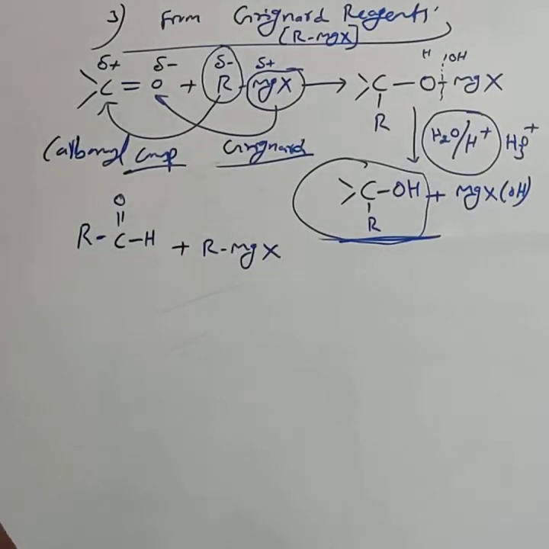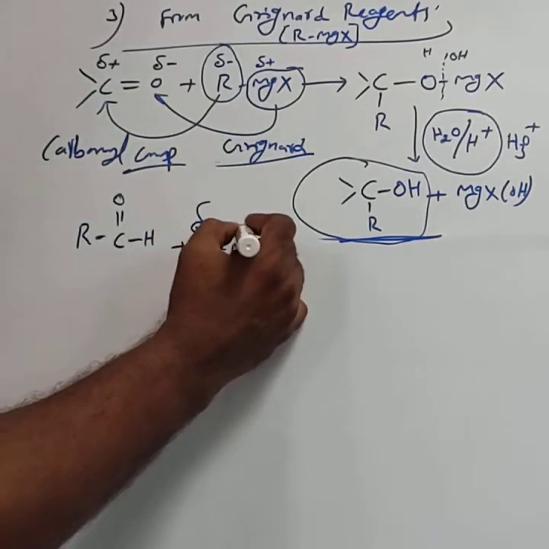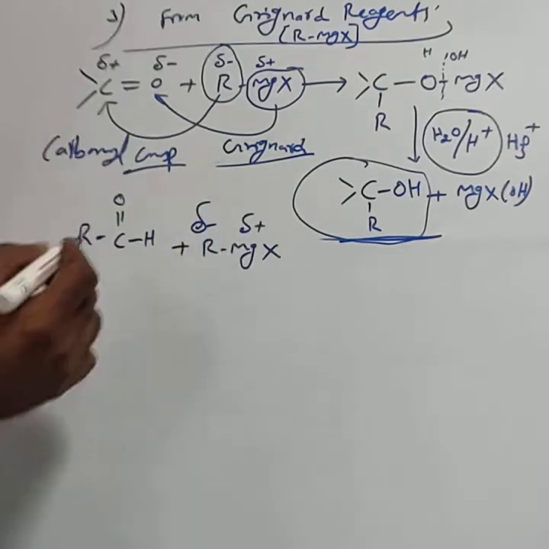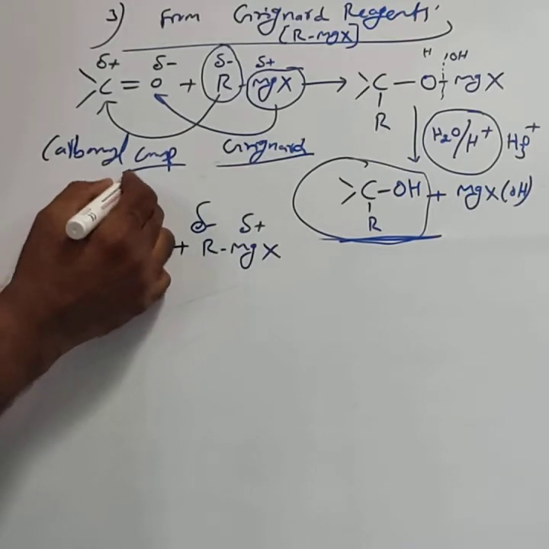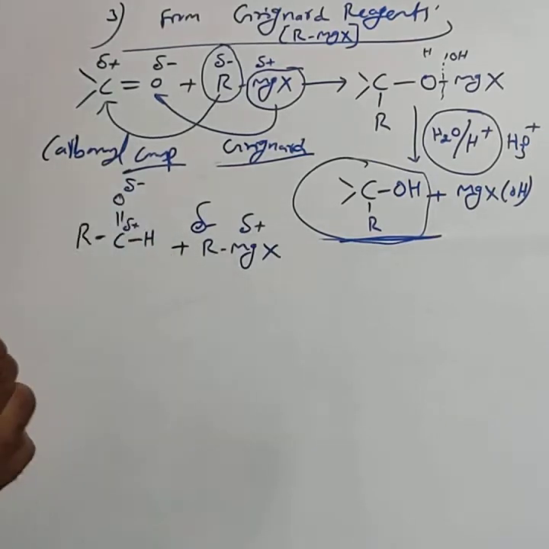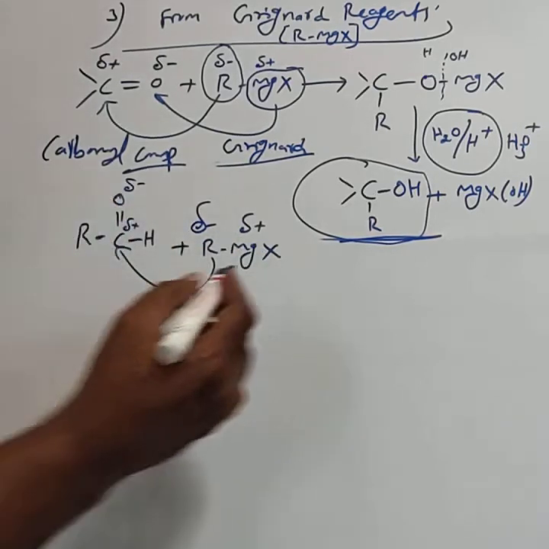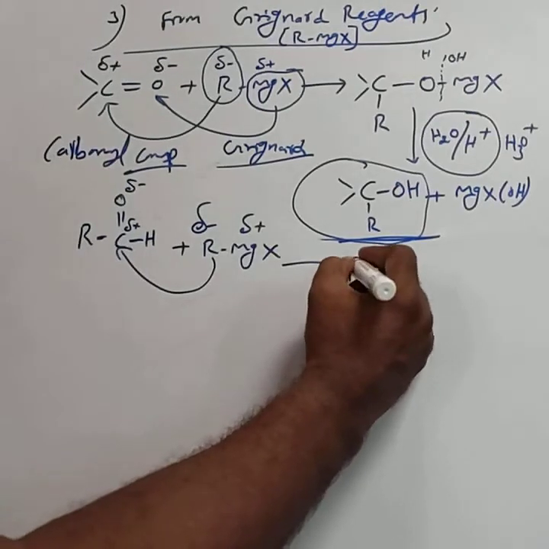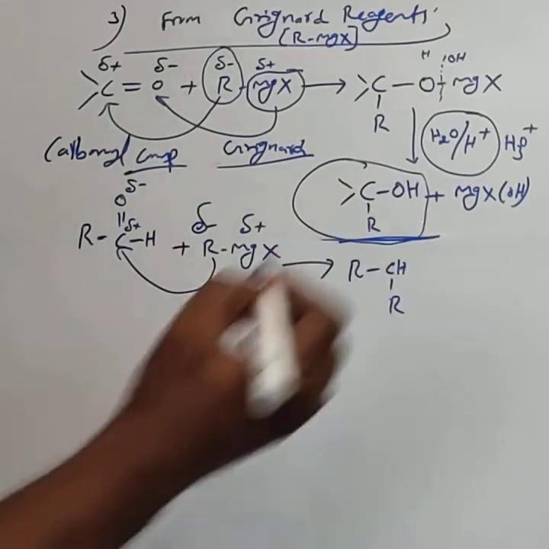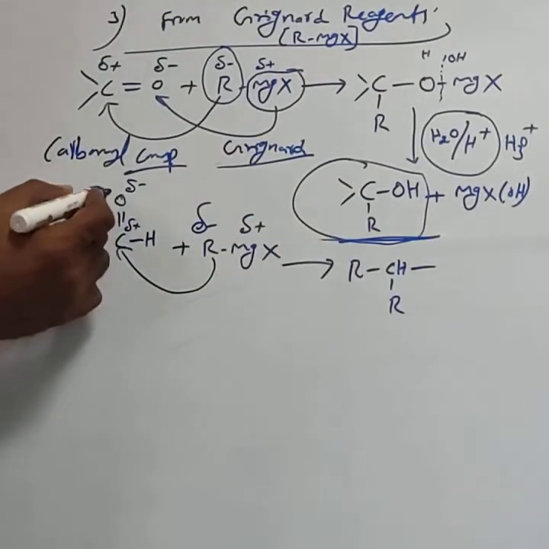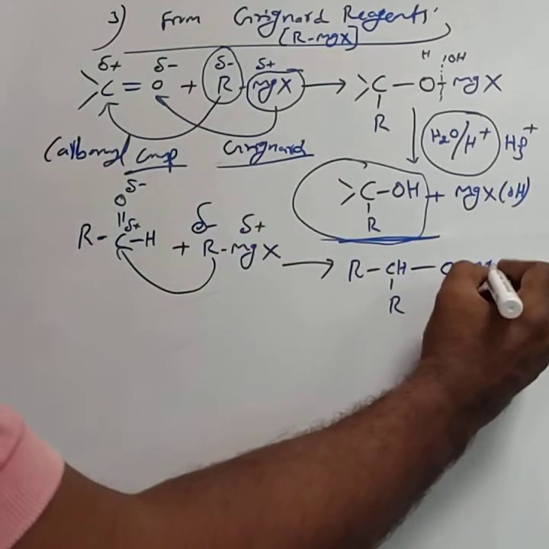In the Grignard reagent, carbon R carries delta minus and Mg carries delta plus. In RCHO, oxygen carries delta minus due to its more electronegative nature, and carbon gets the delta plus. R is added to carbon, and MgX is added to O. Then the addition product is R, C, R. I am using H here, and to the O, I am writing O, MgX. This is the addition compound.